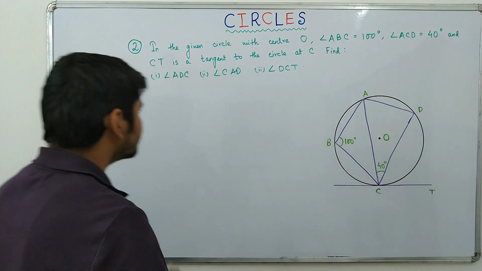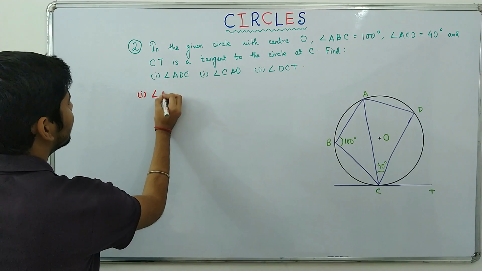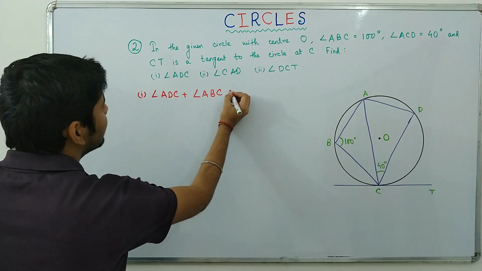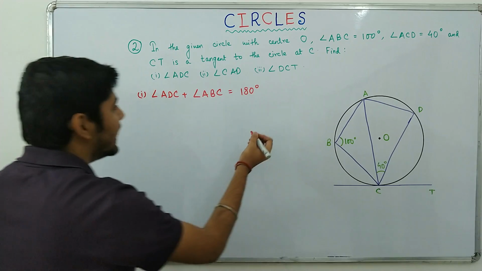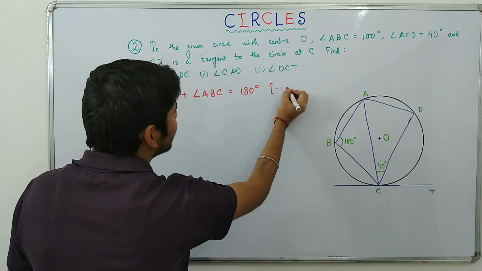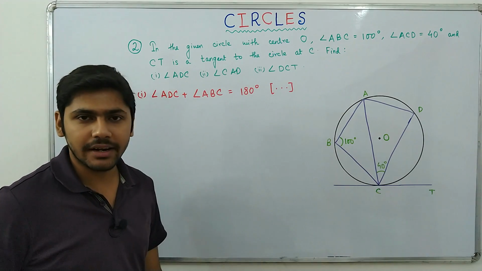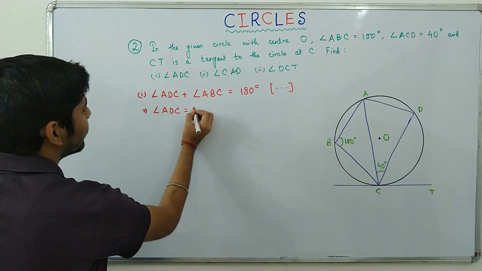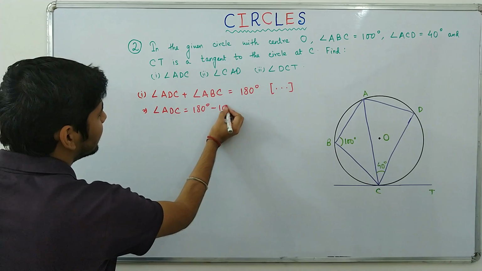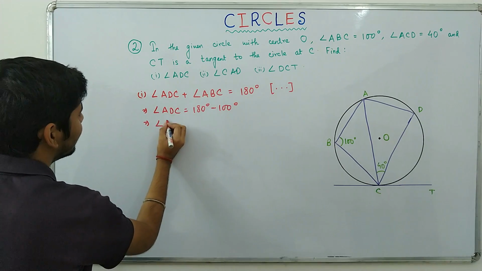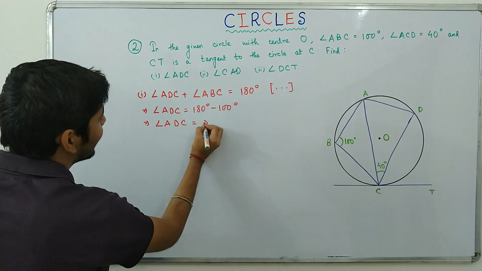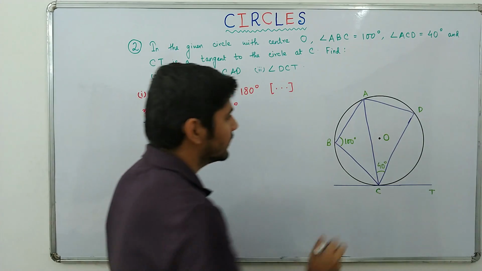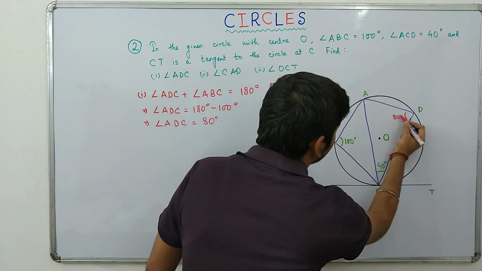So let's do that. So number 1, angle ADC plus angle ABC will be 180 degree, and beside it I'll write the theorem that I use, which is the opposite angles of a cyclic quadrilateral are supplementary. Then I get that angle ADC is equal to 180 degree minus 100 degree. That means angle ADC is equal to 80 degree. So we get our first answer, that angle ADC is 80 degree. So this over here is 80 degree.